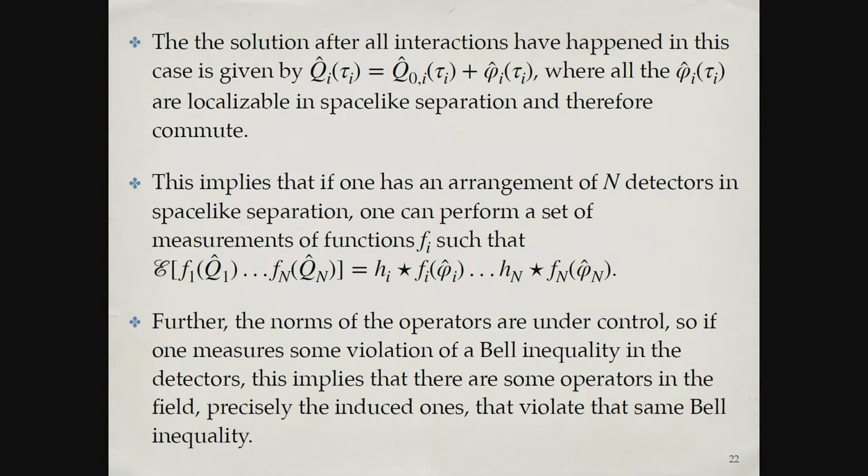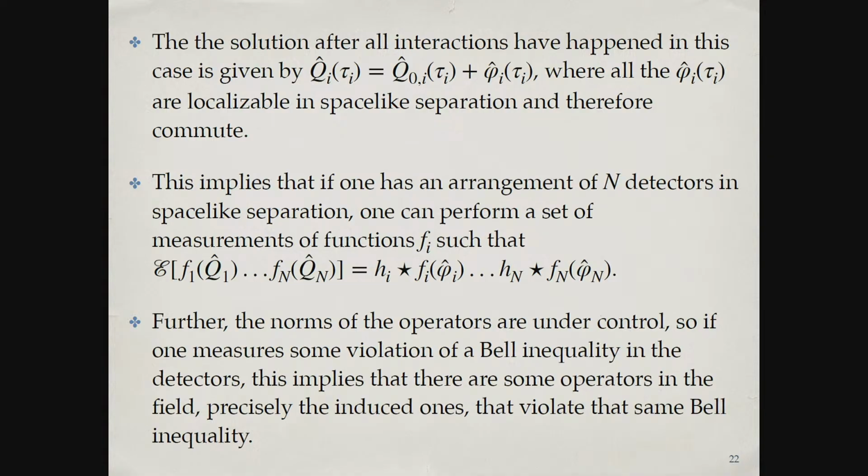Each of the solutions in the space-like separated case is just given by the same thing, the homogeneous solution plus some phi i's, where all the phi i's are localizable in space-like separation and therefore independent observables of the field. And this implies, from the point of view of induced observables, that if one has an arrangement of n detectors in space-like separation, one can perform a set of measurements of functions fi such that this happens. That is, it takes products of independent detectors to products of commuting fields.